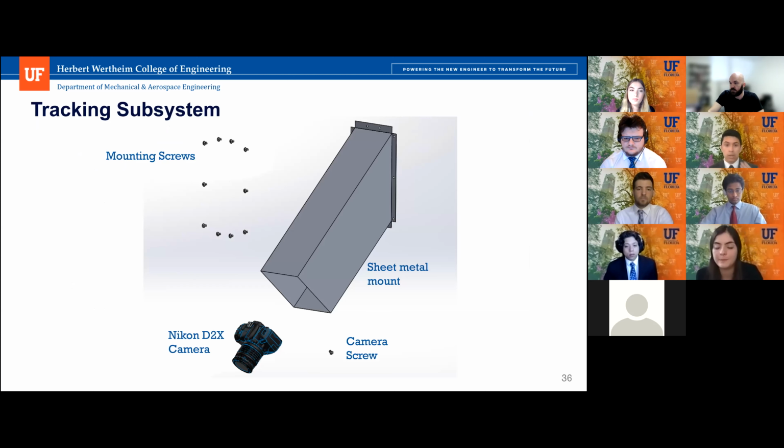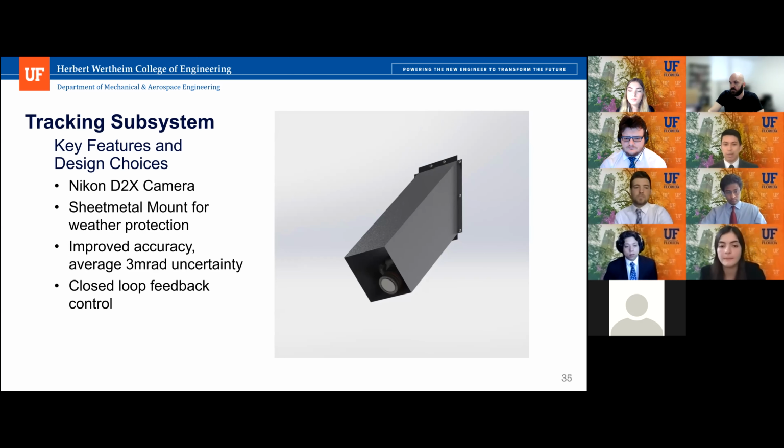Next up, we have the sheet metal mounts. Oops, sorry, can you go back? We have the sheet metal mount, which is there for weather protection. We want to protect the assembly from rain and other weather effects. So it surrounds the camera on all 4 sides. These mounts will be mounted to all 4 sides of the central tower. So we'll have 4 of these total. Each one will cover a quadrant of the entire heliostat field. The accuracy due to the edge detection software is very high. It's about 3 milliradians on average, and it provides closed loop feedback control.